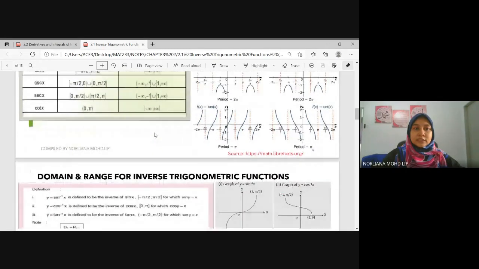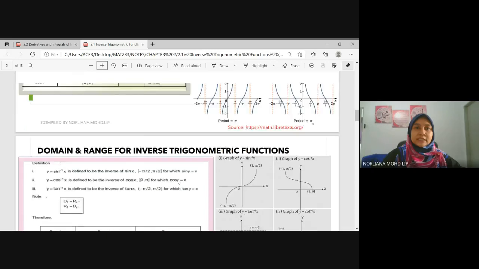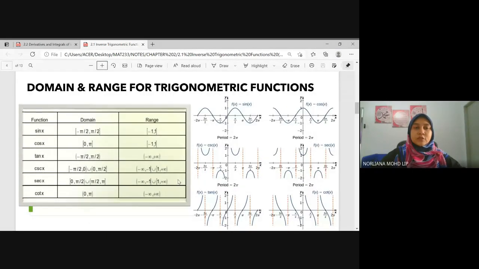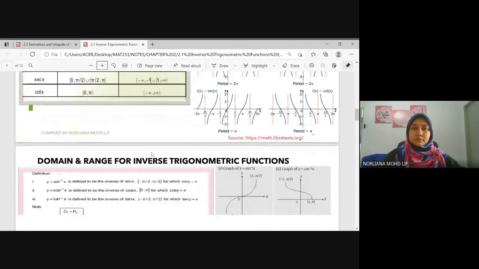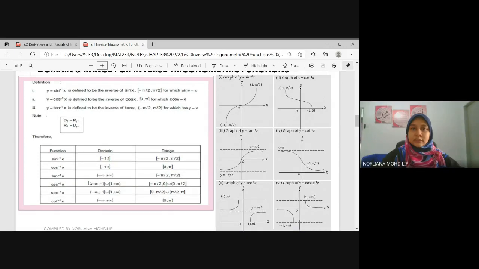And we look at the domain and range for the inverse sine. Ni dia terbalik. The domain is -1 until 1, and the range is -pi/2 until pi/2. Dia terbalik dengan yang original one. We use the previous concept in chapter 1 to find the inverse of function. Sama juga untuk yang selainnya, the inverse of cosecant, the inverse of secant, and the inverse of cotangent. So ni just the graph lah kan.